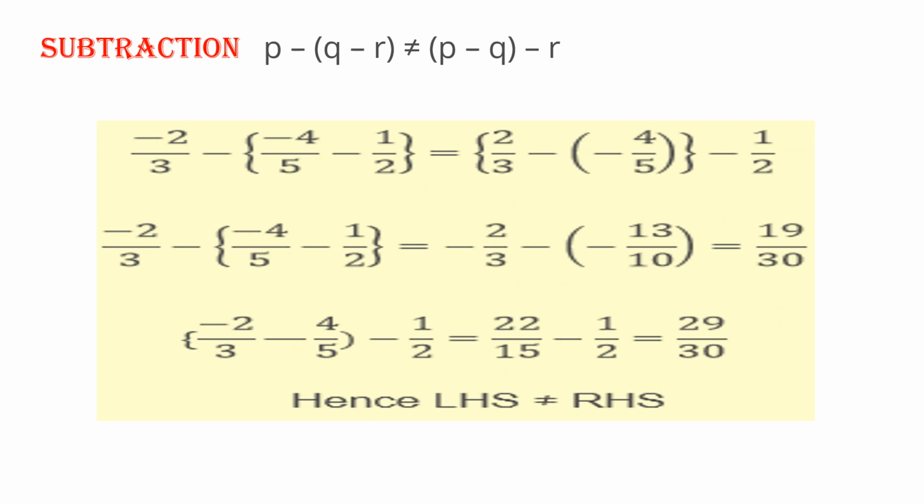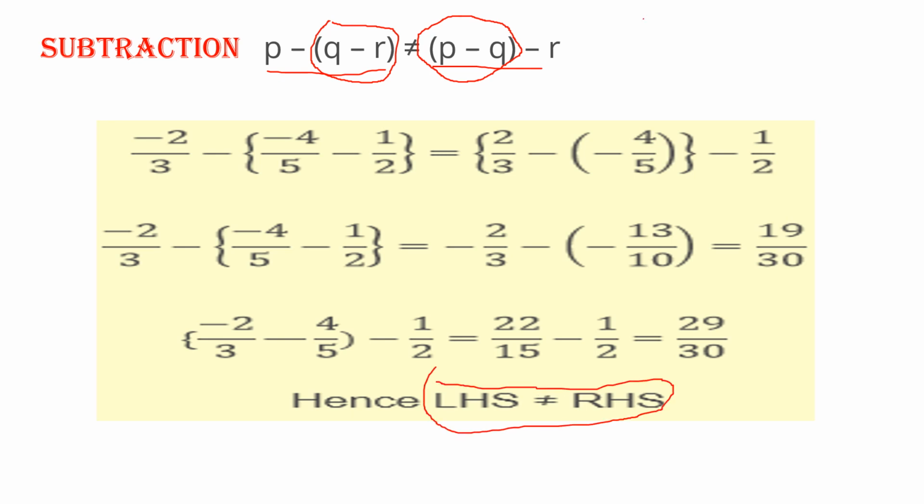Next is subtraction. It will not be true. P minus Q minus R, you have to check, and P minus Q minus R. Here you just have to change the position of brackets. Earlier it was on Q and R, and in the LHS you have to check for P and Q. The results will be different. So LHS will not be equal to RHS. So here the associative property is not true. So no will be written.